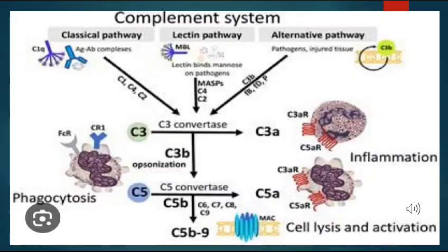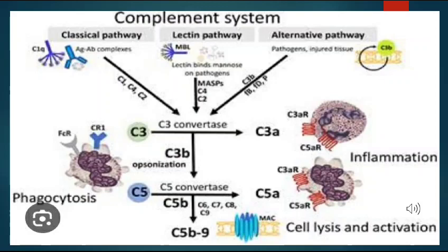The complement system consists of three pathways: the classical pathway, the lectin pathway, and the alternative pathway. In the classical pathway, the antigen-antibody complex in the presence of C1, C4, and C2 units forms C3 convertase. In the lectin pathway, lectin binding mannose in the presence of MASP, C4, and C2 forms C3 convertase. In the alternative pathway, pathogens injuring tissues in the presence of factor B and factor D form C3 convertase.